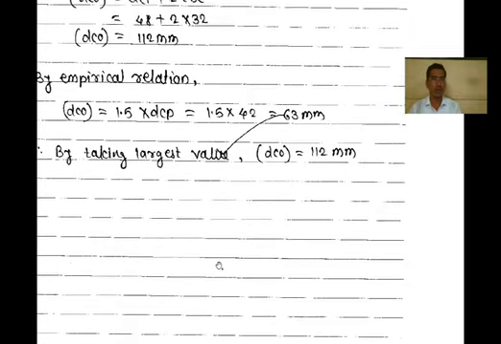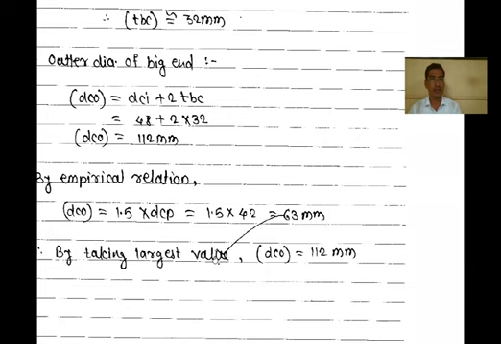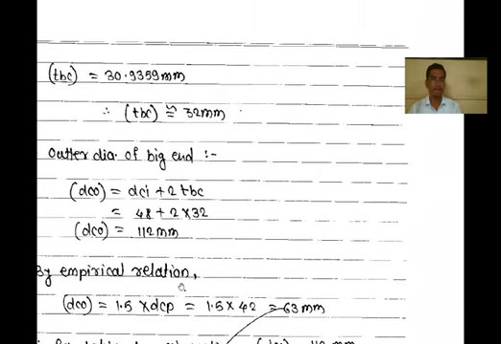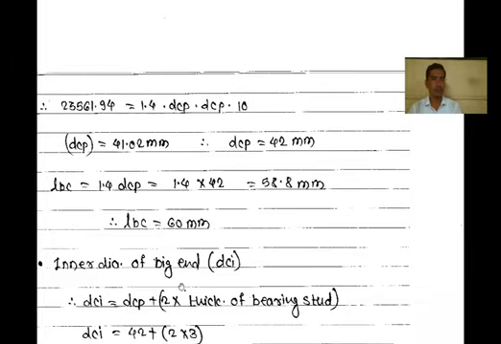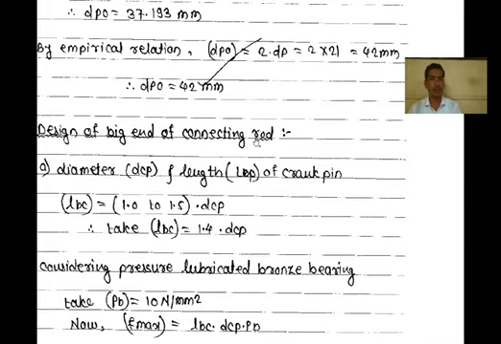So here we completed the design part of a very important component of the connecting rod, that is the small end and big end.